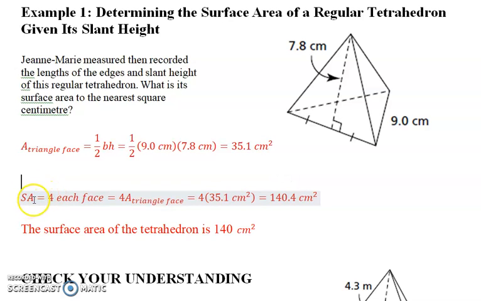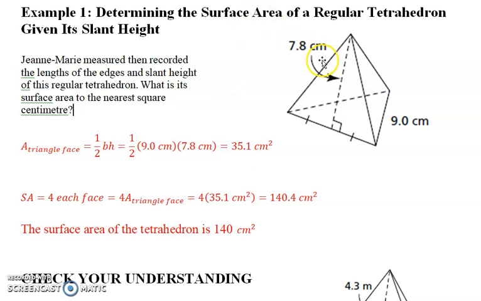And since the surface area of a tetrahedron has 4 faces, I multiply the 4 by each face. So 4 times the area of the triangular face, so it's 4 times 35.1 centimeters squared, and I get 140.4 centimeters squared. And it's asking for the nearest square centimeter, so therefore I round my final answer to 140. And that's it, all right, for tetrahedrons.